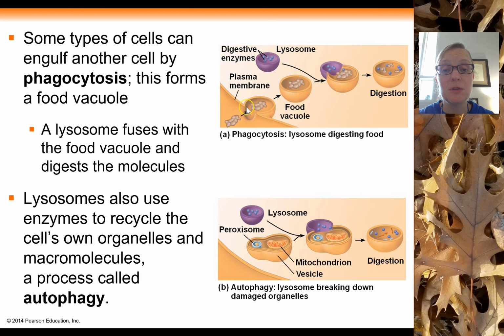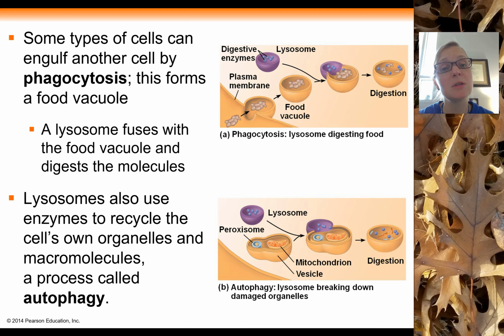And so what the cell will do is it will allow its plasma membrane to pinch in. When that happens, it pulls that food particle into the inside, and when the plasma membrane completely pinches off, it's created essentially a vesicle that we call a food vacuole. This food vacuole contains the food particle in the middle of the membrane. With that, the cell by itself can't do anything.